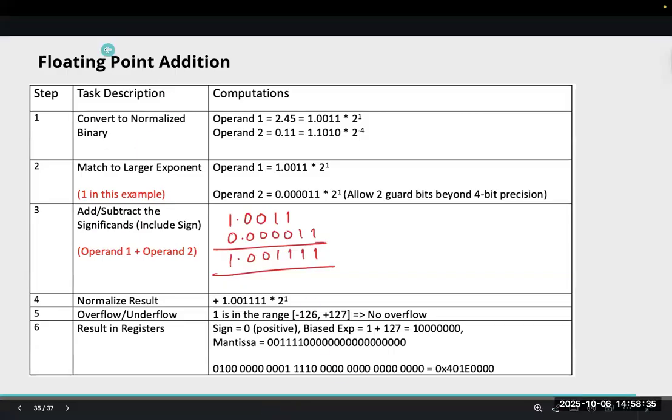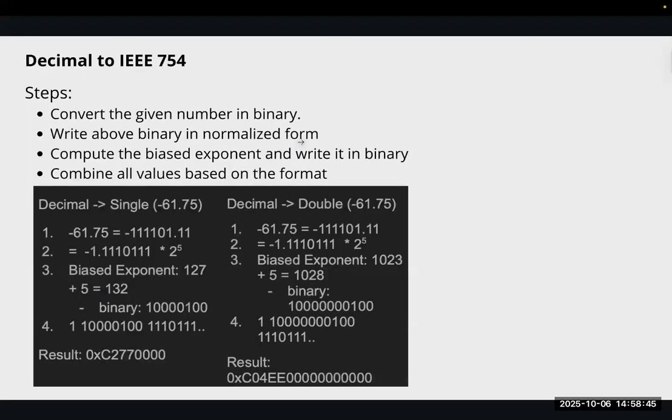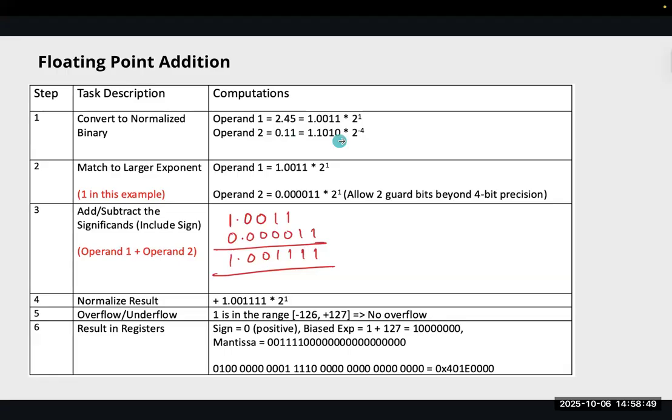Okay, moving on to floating point addition. You're going to have some decimals given to you, 2.45 and 0.11. Just like how we did it here, you're going to do it again the same way. And when you do that, most of the time you'll have different powers, 2 to the power 1 and 2 to the power minus 4.